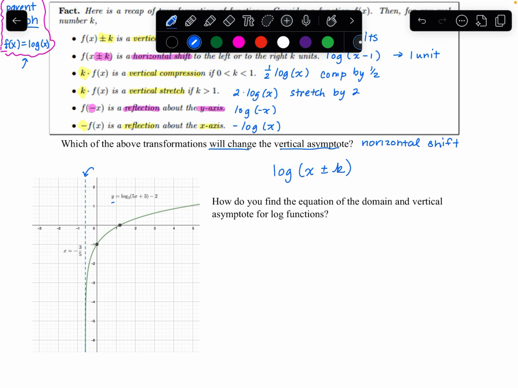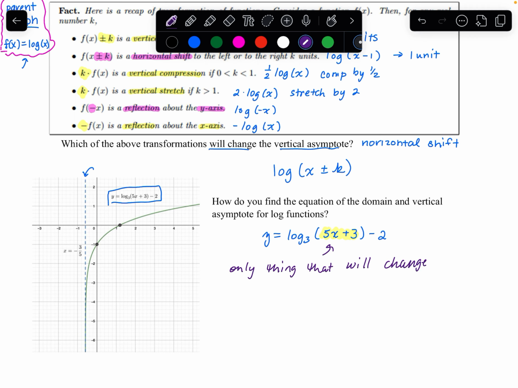So now, let's take a look at this function right here. This is y equal to log base 3 of 5 times x plus 3 minus 2. The only thing that's going to change our vertical asymptote is what's inside the parentheses, right? So this will be the only thing that will change our vertical asymptote. I'm just going to write VA for vertical asymptote.